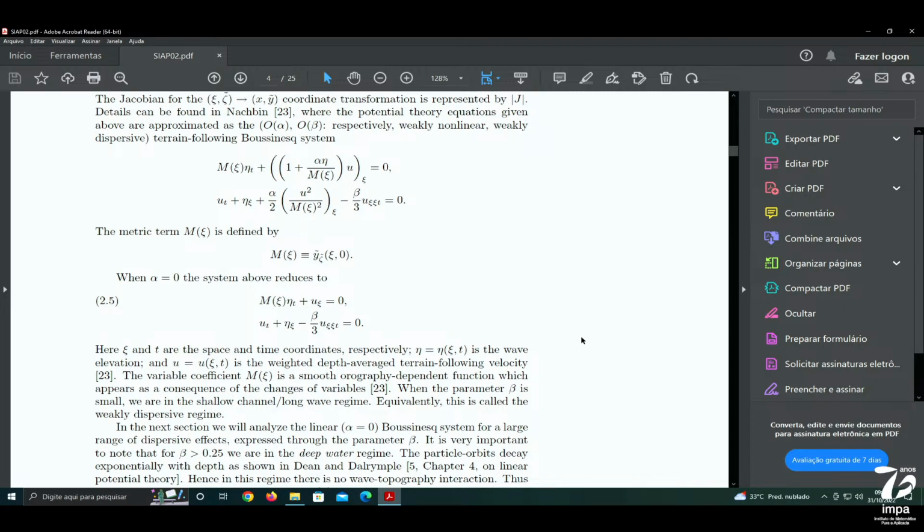If beta is equal to 0, it is a hyperbolic system. If beta is small, it's a weakly dispersive system. If beta is small, it is a dispersive perturbation of the equation like Berlian and Burge. So that was the idea.